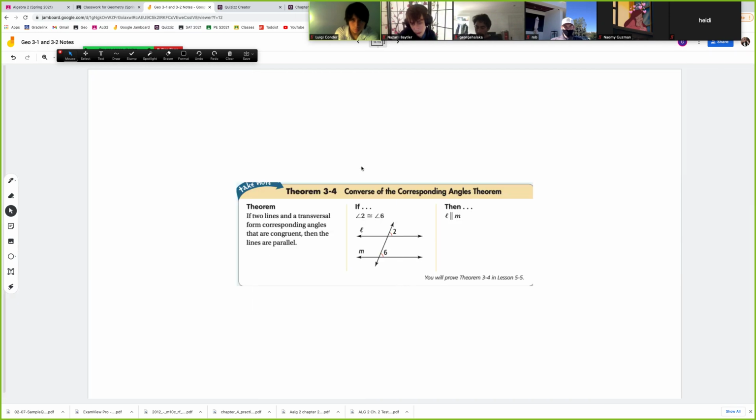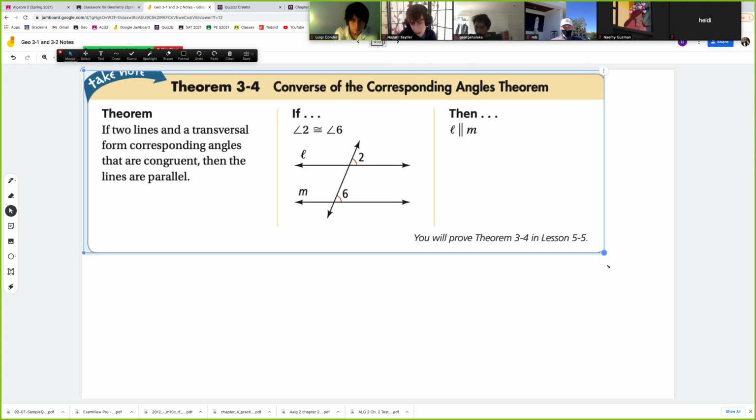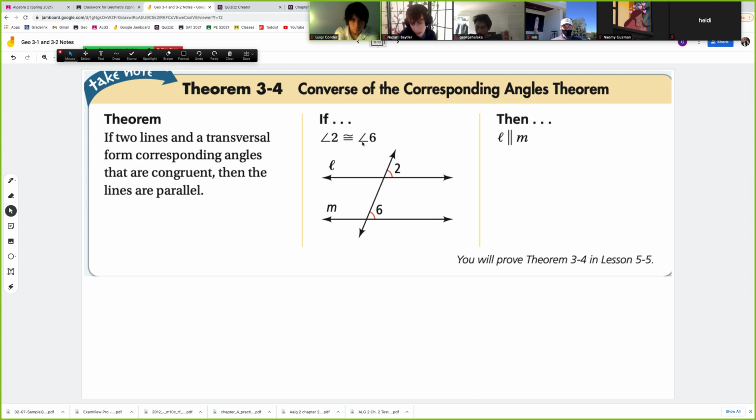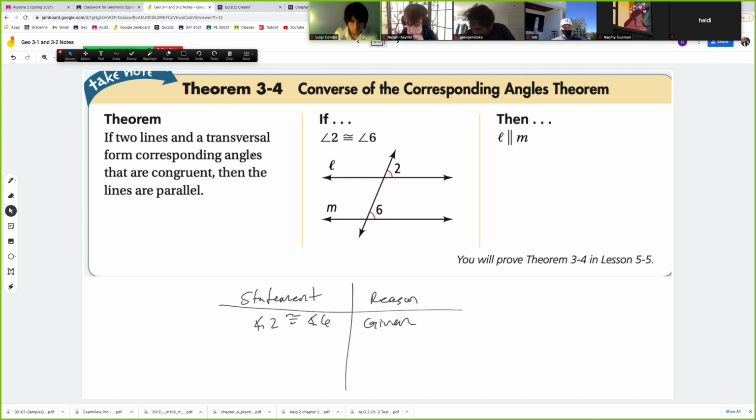All right, let's jump to the next Jamboard page, and you'll see the next one. Okay? Same concept here. If angle 2 is congruent to angle 6, we don't know that these are parallel lines. We do not know that. But you can prove that they are because these are corresponding angles. Okay? So how would you write this in your proof? If I was giving you a proof, you would say your statement, right? It might have been given to you, like angle 2 is congruent to angle 6. Right? Maybe that was given to you. Or maybe you were able to prove it. Then you could say L is parallel to M, and the reason why is converse of corresponding angles.